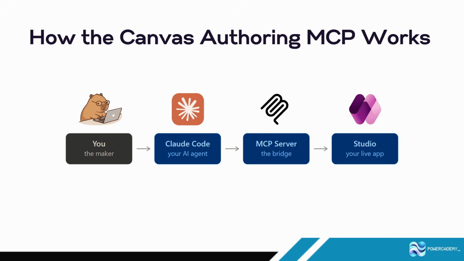Now the Authoring MCP has a 4-stage flow where you, the maker, will of course log on. You'll connect to your AI agent, in this case Claude Code, that's what we're going to be using today. Then we're going to use the Canvas Authoring MCP server as the bridge, and that will allow us to connect our AI agent to our studio and author with our AI agent.